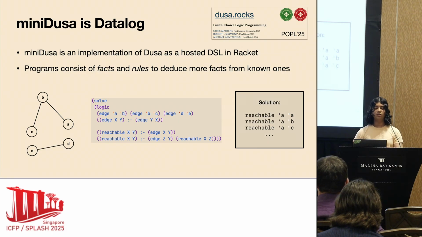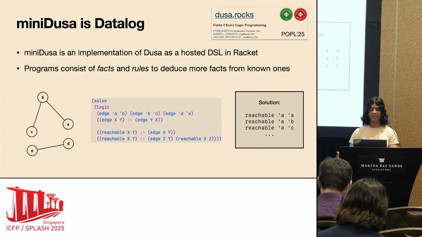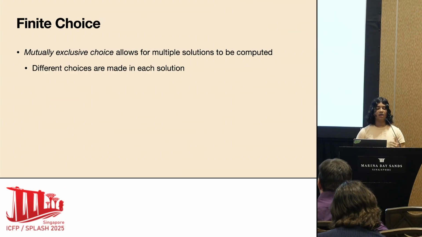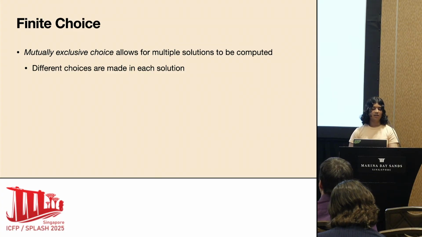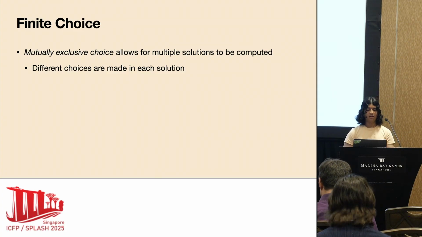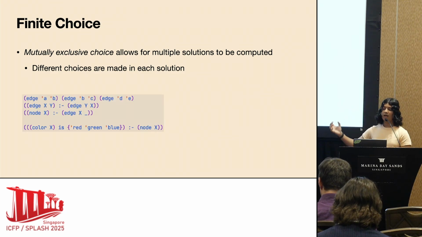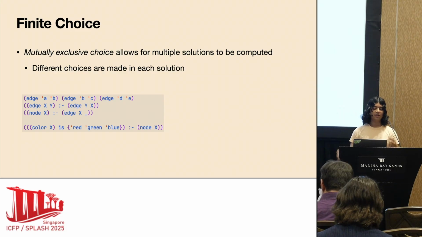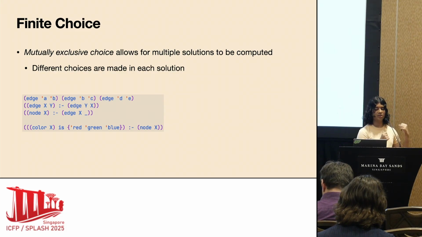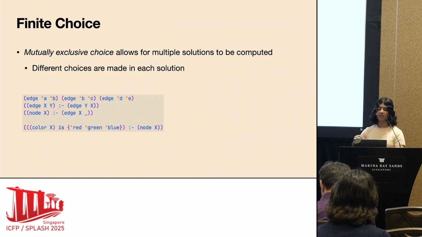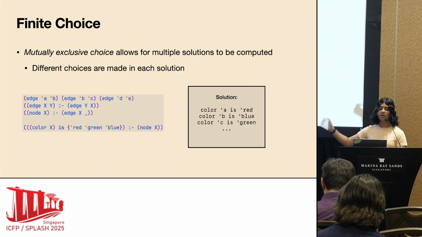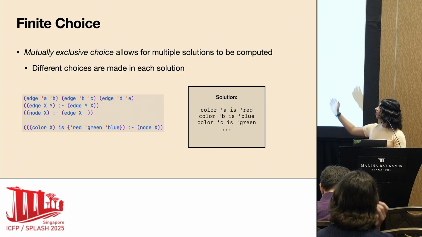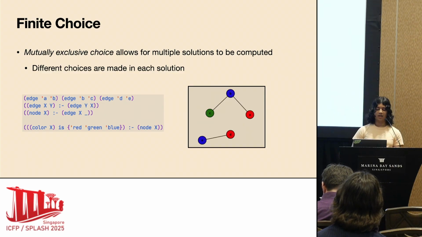One thing that Dusa adds on top of the Datalog-like semantics is finite choice, where you can describe mutually exclusive choices between several values, where you can get several solutions that each reflect different choices that were made. If you look at this graph, you can have a relation color that takes a node and assigns it a color that is red, green, or blue. And this will give us a solution that looks like this, where you can see a color is effectively a function that maps a node to a color. And if you want to look at this graphically, you will get a graph like this.